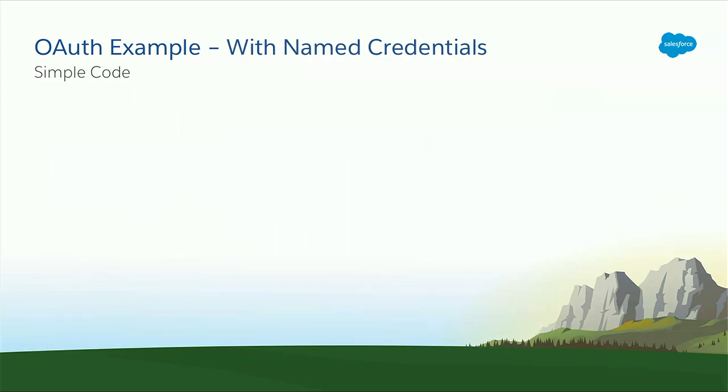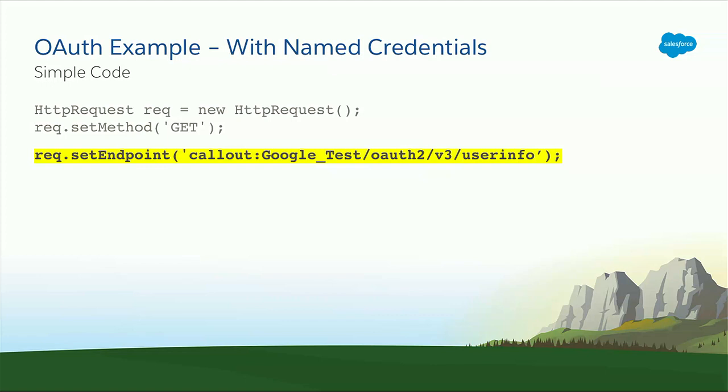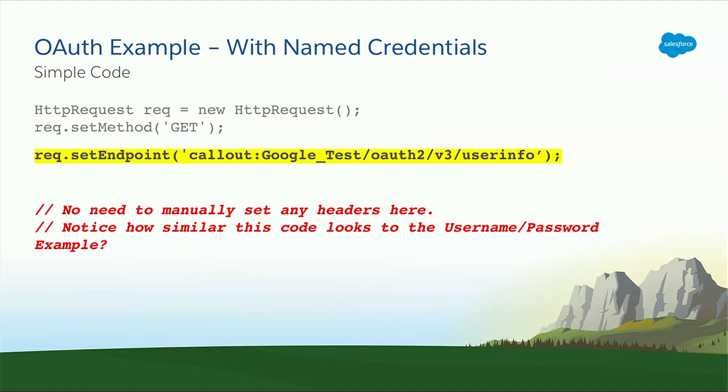What does our Apex look like? Well, let's start off with our HTTP request. Nothing different to before. There's my set endpoint referencing my Google test named credential. And I'm not doing anything else. I don't have to think about access tokens. I don't have to think about refresh tokens. I don't have to think about usernames and passwords. You can see just how simple this is now. And I just go ahead, send the request, get the response, process it, parse it, whatever I need to do from there. How does this sound? What do you guys think? Right? Really great.